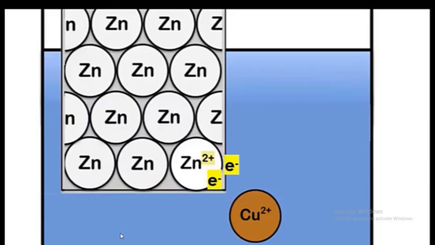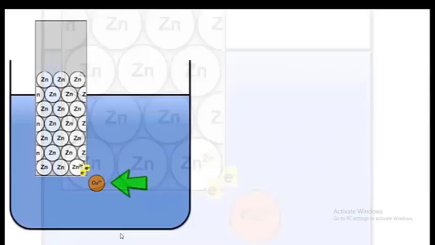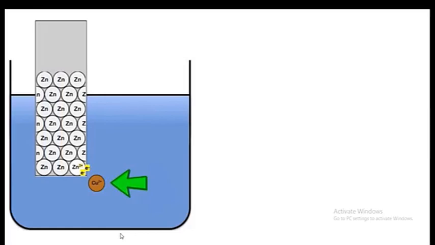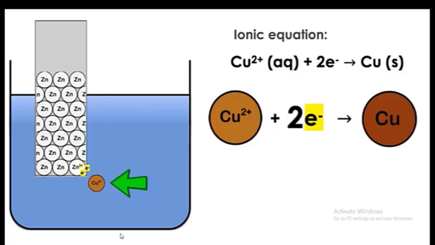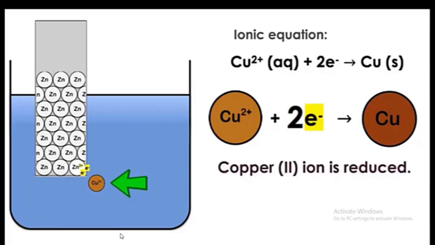Copper, on the other hand, is a less reactive metal. Thus, it likes to gain electrons. This can be represented by the ionic equation as shown. The copper ion that is present in the solution takes the 2 electrons to form copper atoms. Since the copper ions gain 2 electrons, we can say that copper 2 ion is reduced.